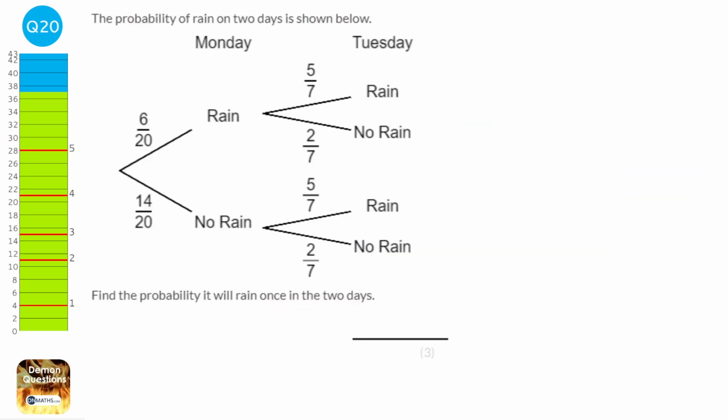Now it does ask for 2 decimal places, so that will be 11.88.